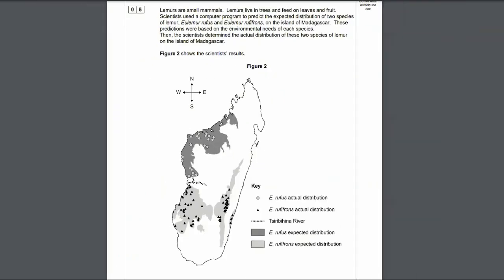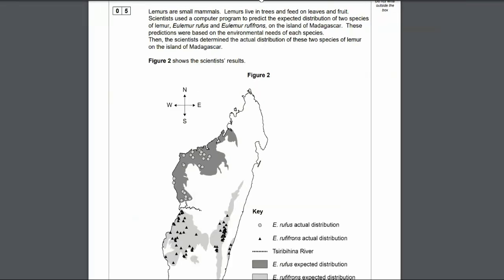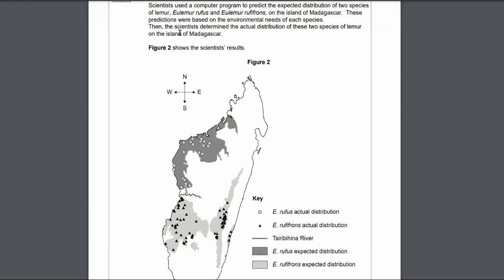Question 5. Lemurs are small mammals. Scientists use a computer program to predict the expected distribution of 2 species of lemur. Basically, let's call them E. rufus and E. rufrions on the island of Madagascar. These predictions were based on the environmental needs of each species. Then the scientists determined the actual distribution of these species of lemur on the island of Madagascar.